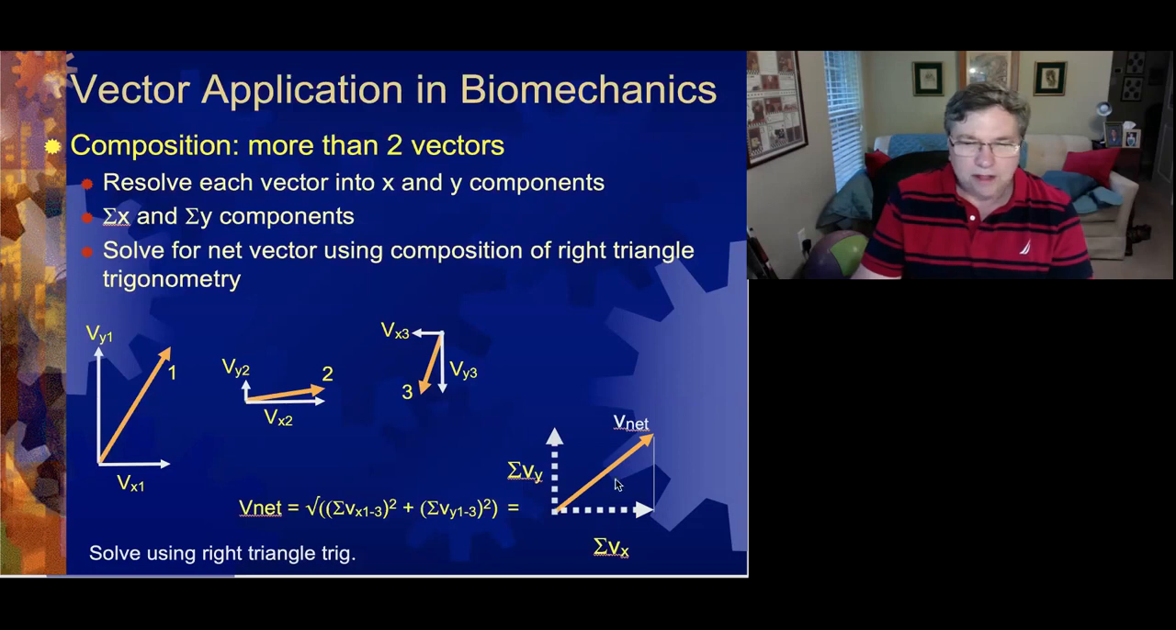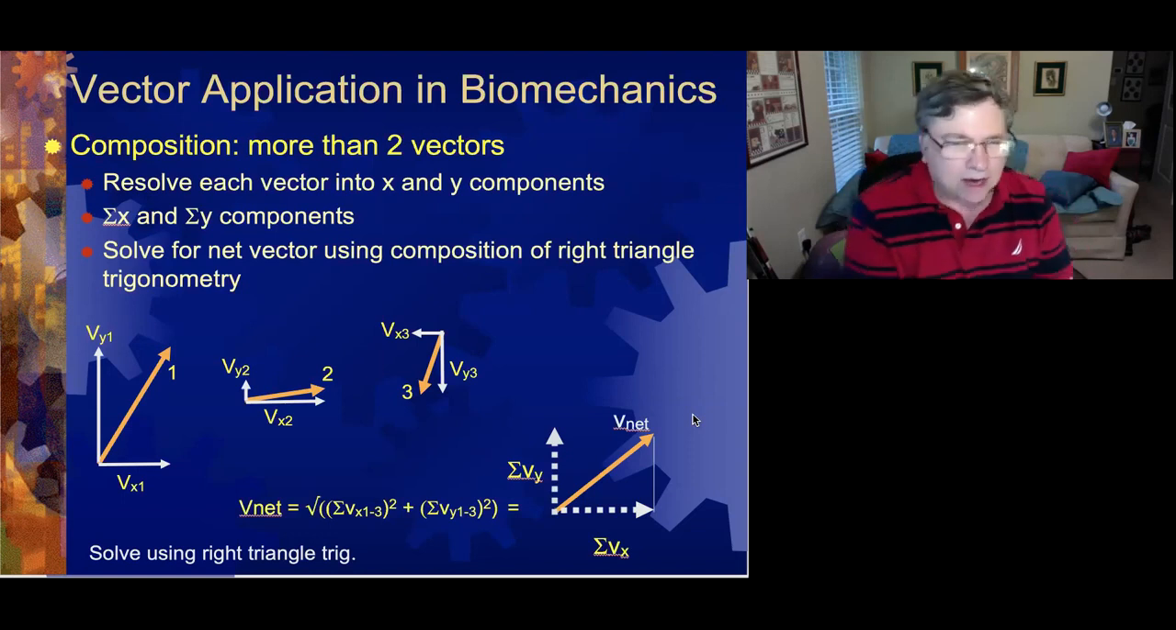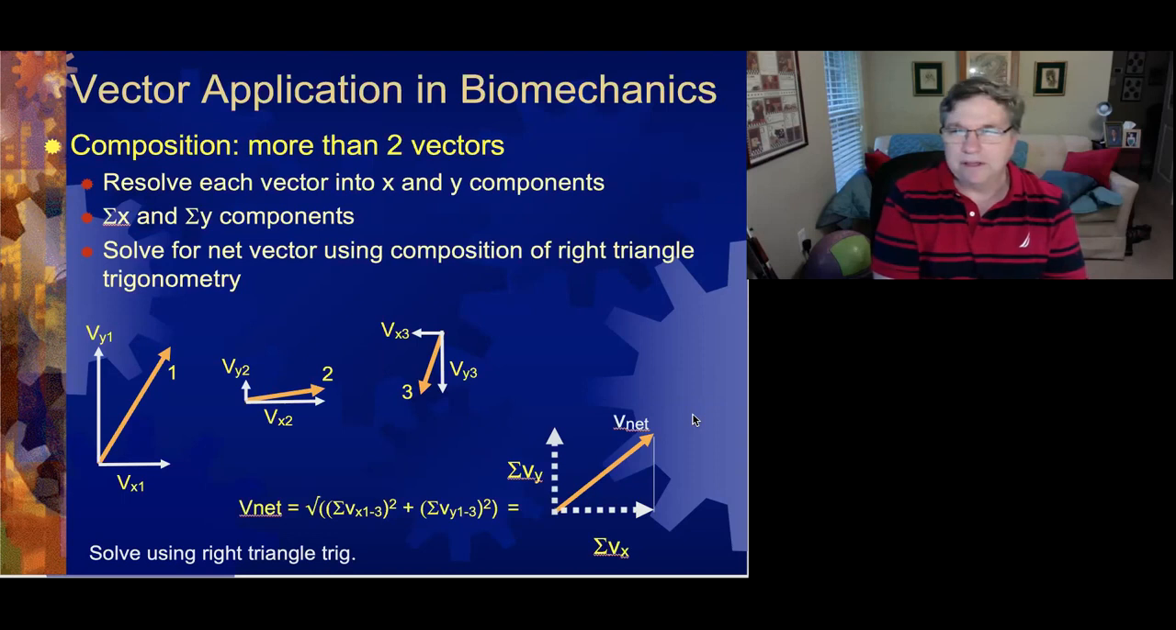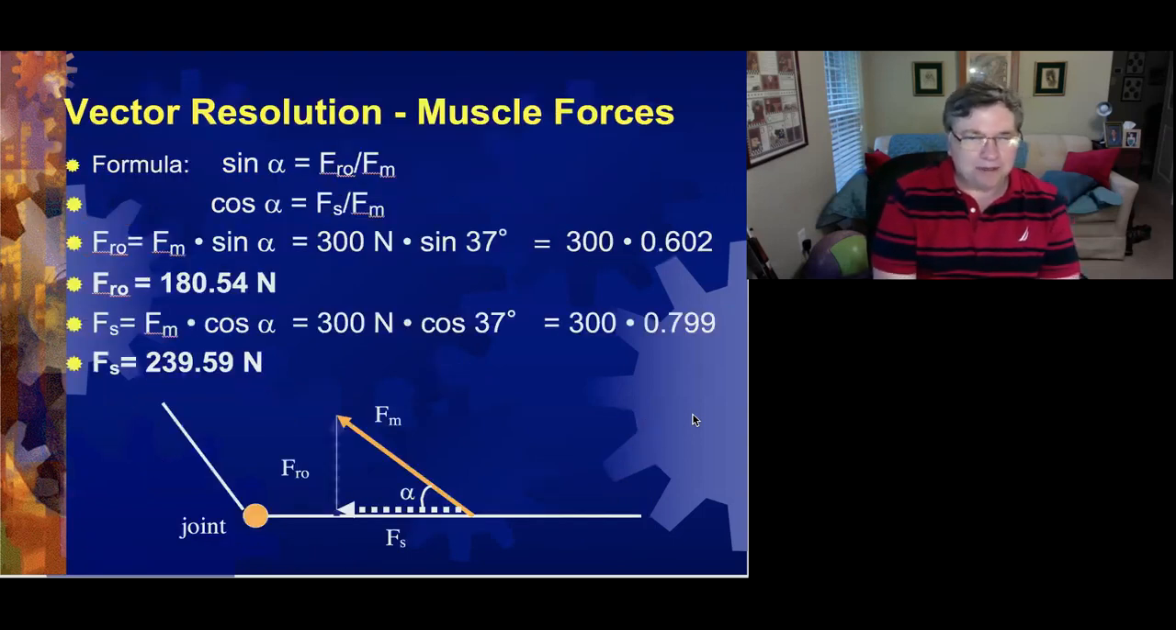Once you do that, then you create a net vector from the sum of the x components for that velocity and the sum of the y components for that velocity or vector. And once you do that, you can solve using right triangle trigonometry. So that's a really good way of doing it. When you have 3 or more vectors, you can do it with 2 vectors as well if you want to. Whatever gets you there, you'll end up with exactly the same results as if you used our vector composition and used the law of cosines or law of sines. So more than one way to do that.